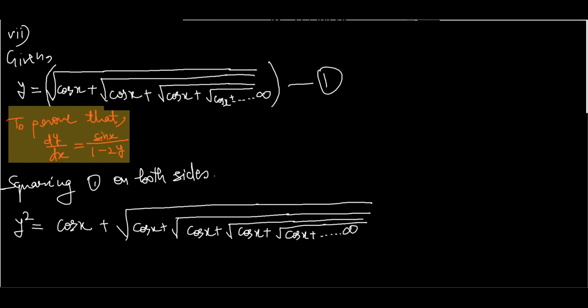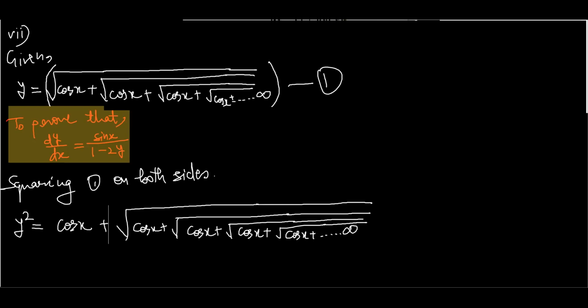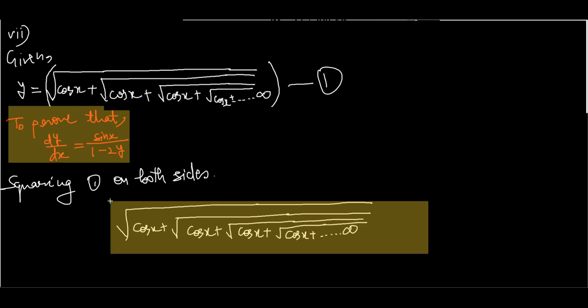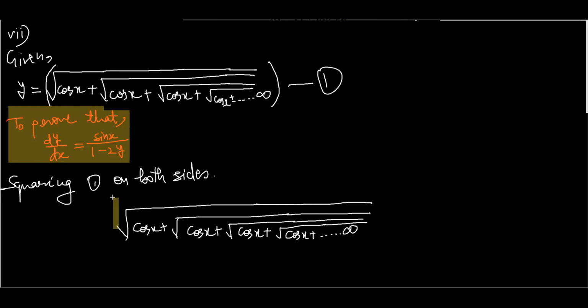I got this. Now I have a question for you. Observe this part here. What do you think it is equal to? y. This is again y. Since you have this as y, see what the next step will be. I will write therefore, y square equals cos x plus y.